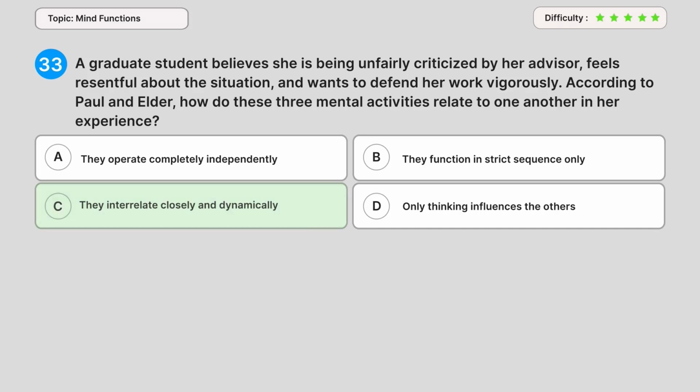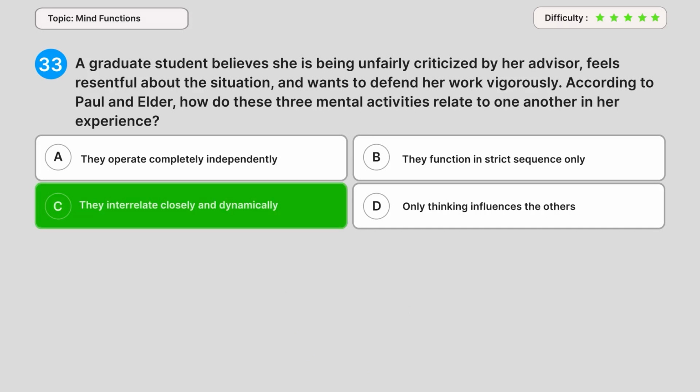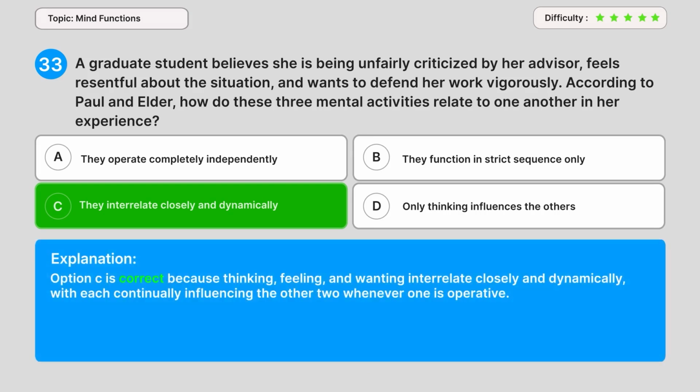Correct answer, C. They interrelate closely and dynamically. Explanation. Option C is correct because thinking, feeling, and wanting interrelate closely and dynamically, with each continually influencing the other two whenever one is operative.